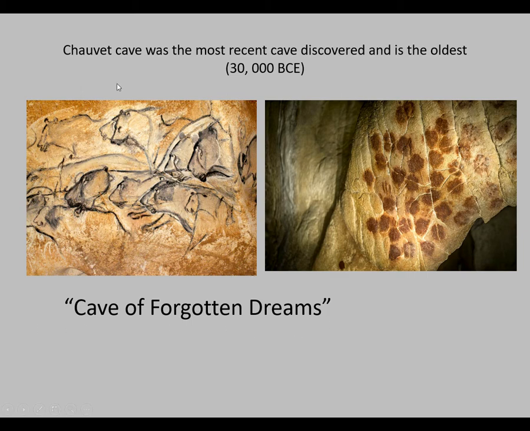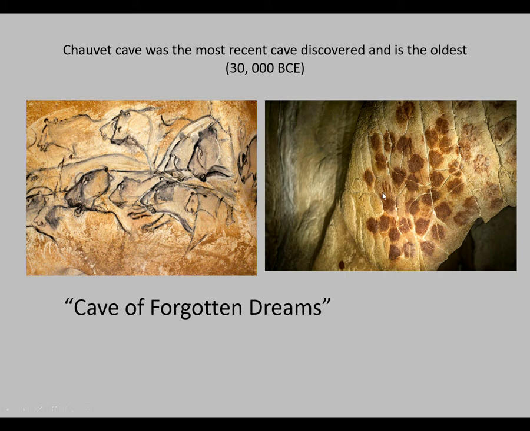Chauvet Cave is possibly dated at least 30,000 BCE. It has a lot of felines in it, and a lot of animals that are predators, not prey. And that's an important thing to note. We've been looking at these other caves that have things that would have been hunted or eaten, but Chauvet shows a lot of animals that would have eaten humans. So perhaps they're telling different messages.